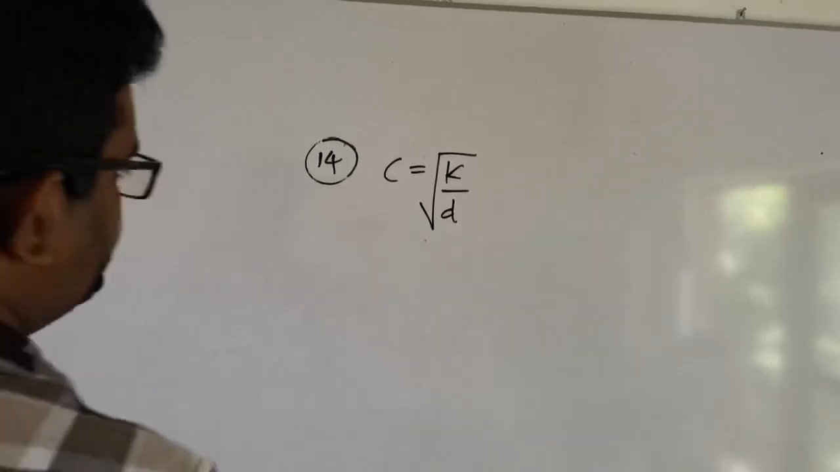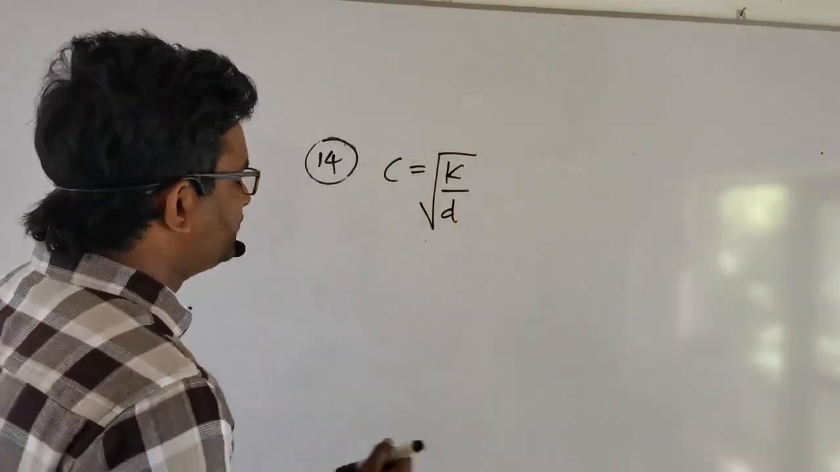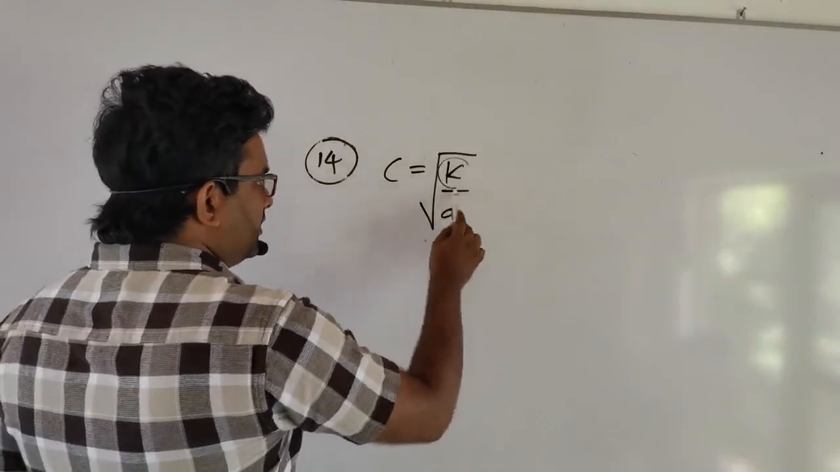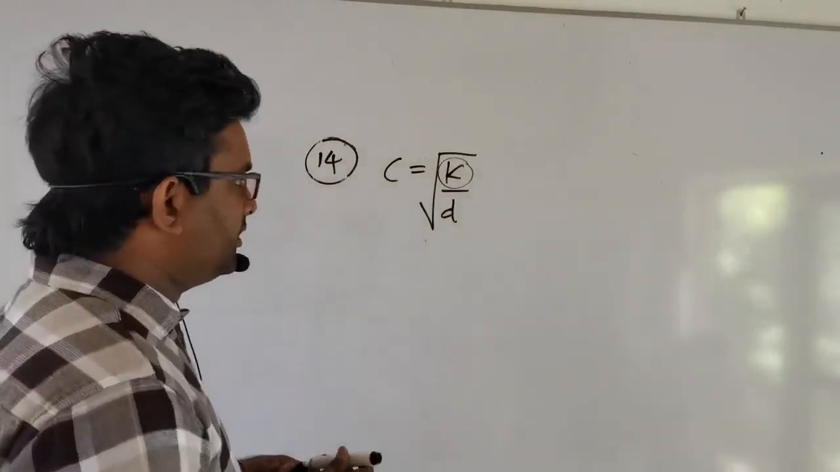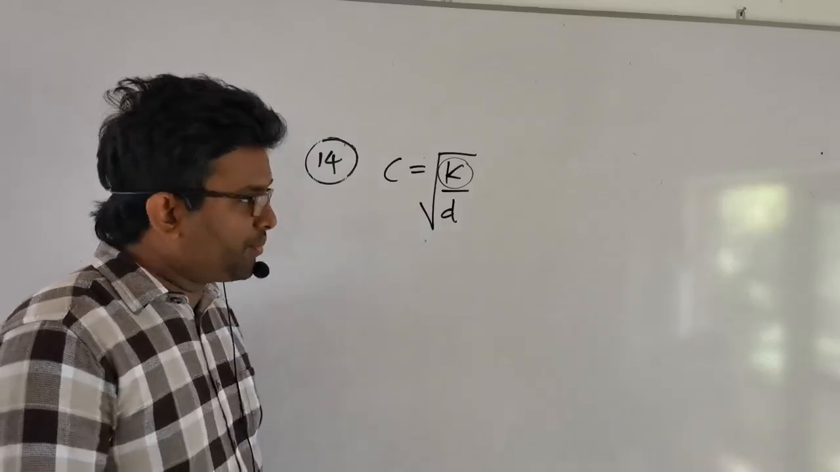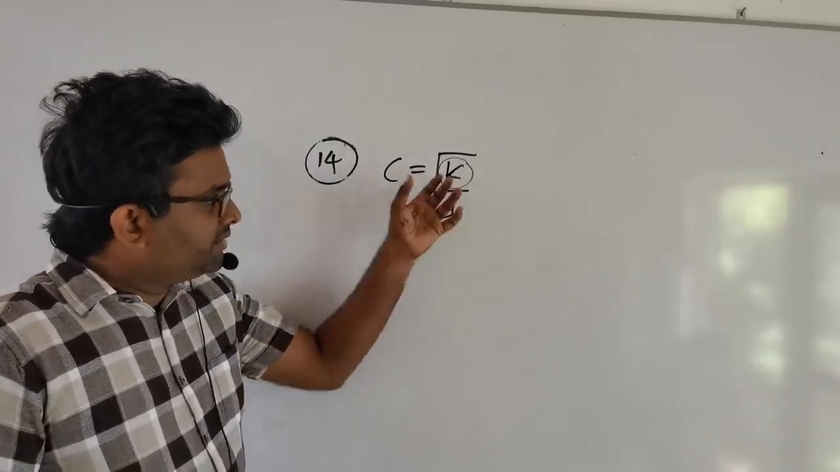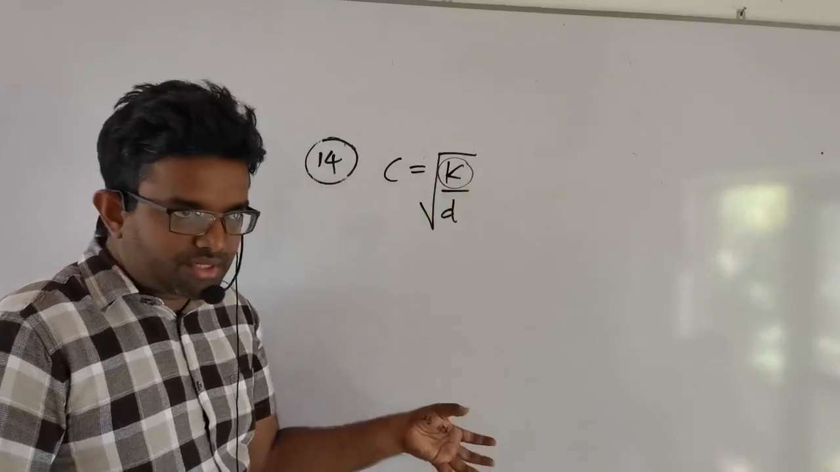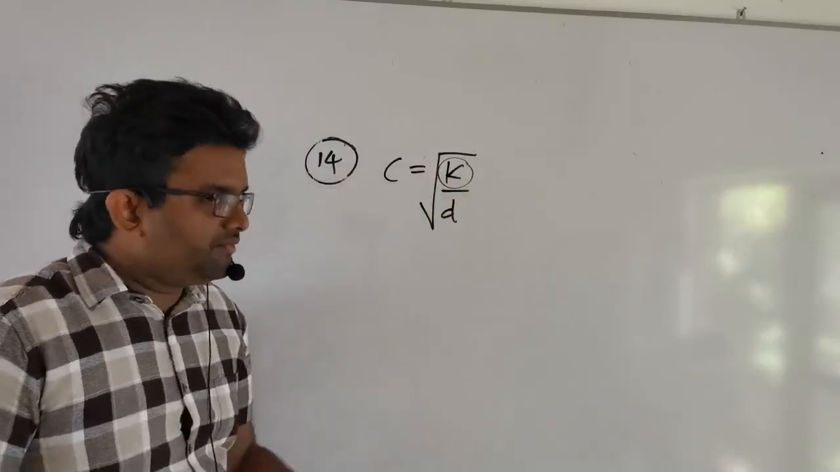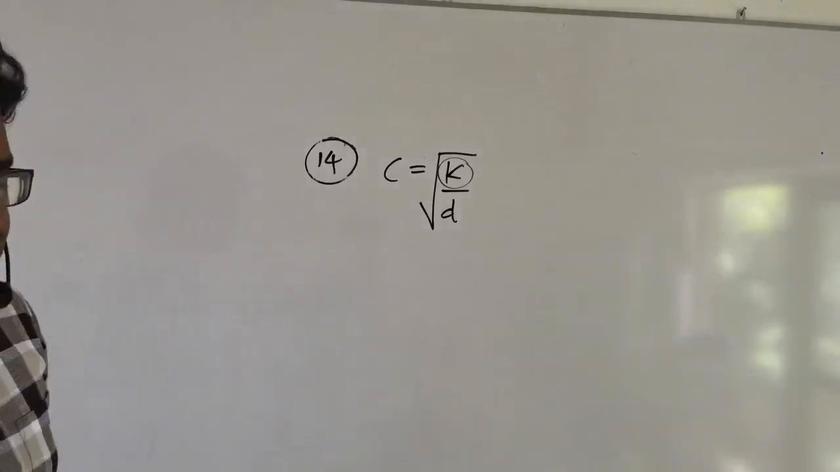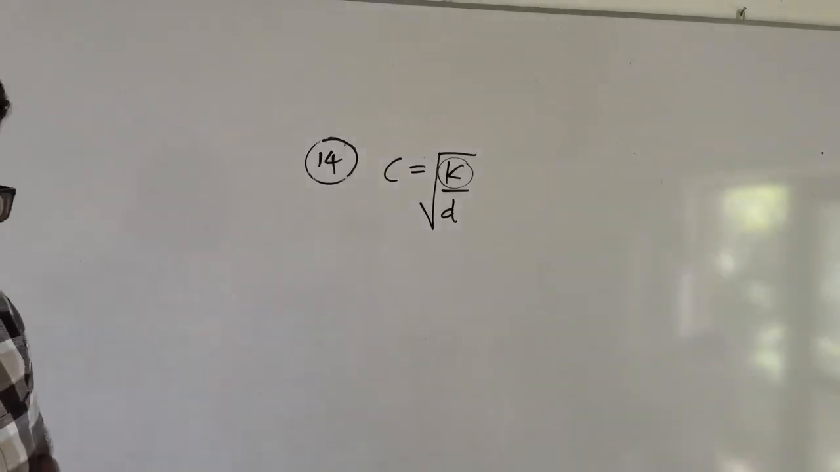Right, then question number 14. So we need to find units of K. There's a problem. What is it? Now it is inside a square root. First of all we need to remove that square root, so we can consider the square of both sides.